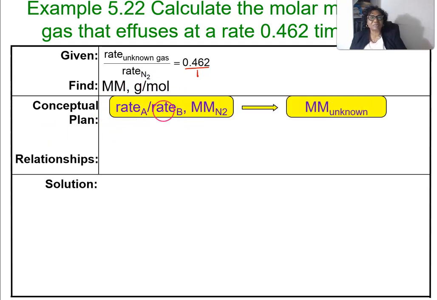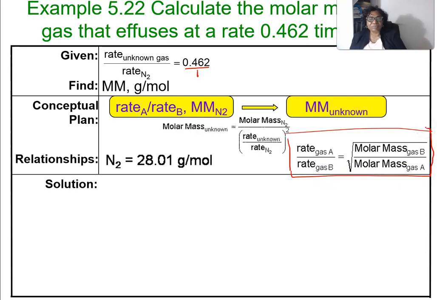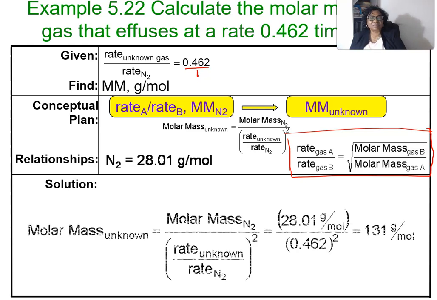So this is our equation. This is the molar mass of nitrogen. We need the molar mass of the unknown gas. So nitrogen, the molar mass is this. So we are using this equation. We are going to substitute. Rearrange the equation, and that's what you're going to get. Molar mass of the unknown gas equals molar mass of nitrogen over the rate. This rate is 0.461, squared.